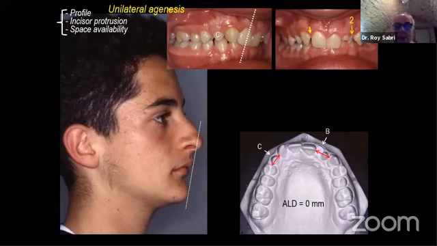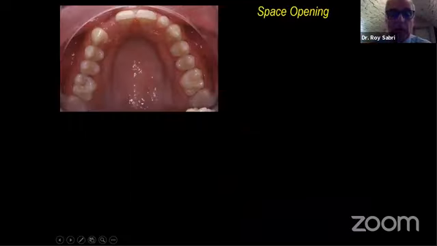Honestly, for me, it's impossible to treat this patient with unilateral space closure because I have a lot of spaces here. There is this primary canine and the incisors are already retroclined. So there is no way I can treat, of course, not by extracting the existing lateral, not closing the space on both sides, not even like the previous, closing the space on one side. So I'm going to open the space.